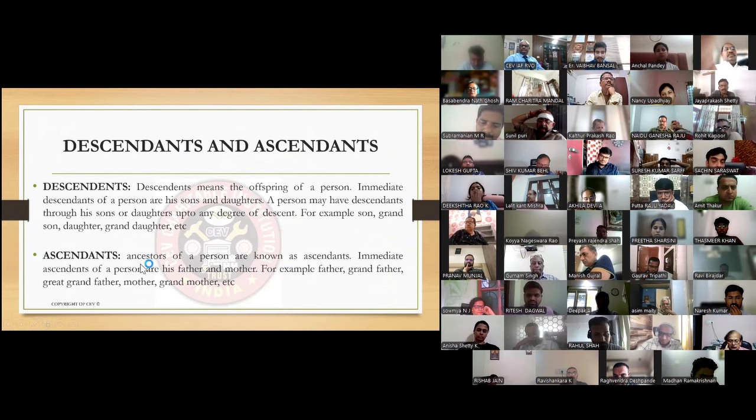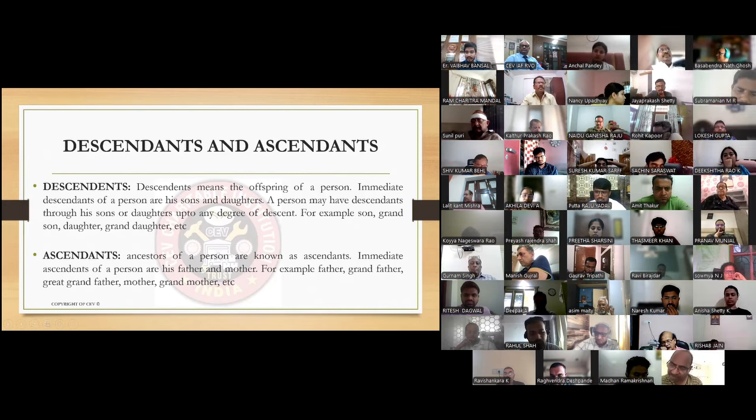Now, ascendants. Ancestors of a person are known as ascendants. Immediate ascendants of a person are his father and mother. For example, father, grandfather, great-grandfather, mother, grandmother, etc.